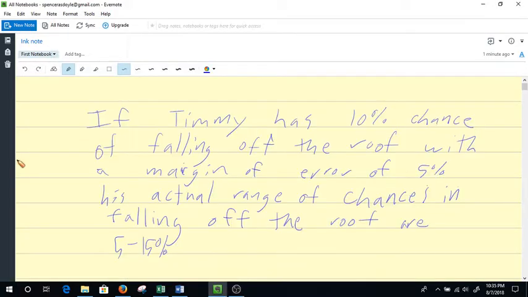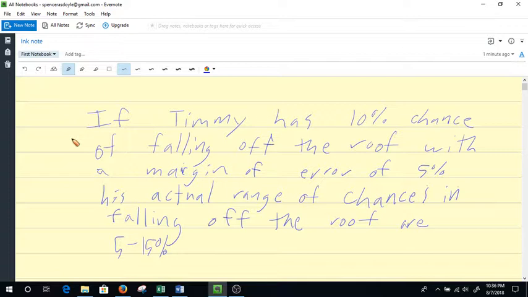So let's take a look at error. In this case, we're going to look at margin of error. If Timmy has a 10% chance of falling off the roof, with a margin of error of 5%, his actual range of chances of falling off the roof is 5 to 15%.